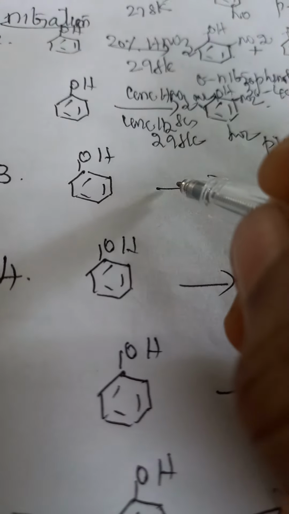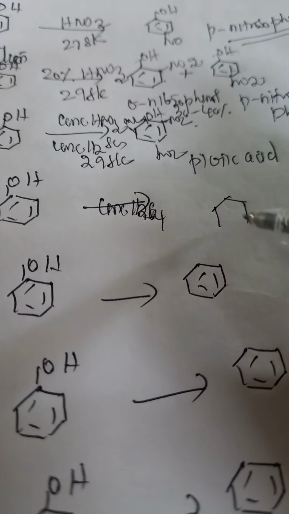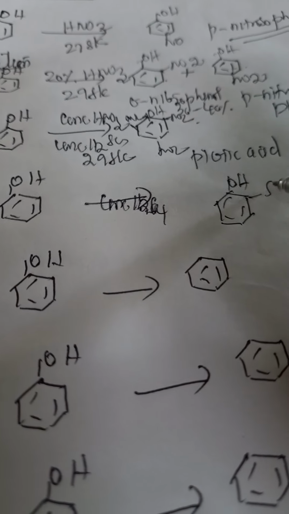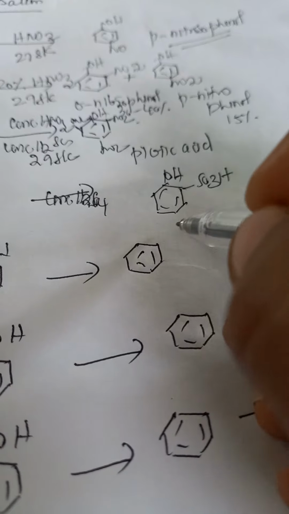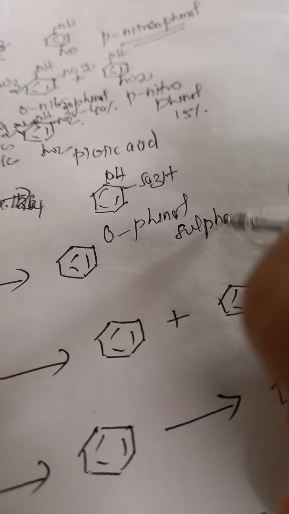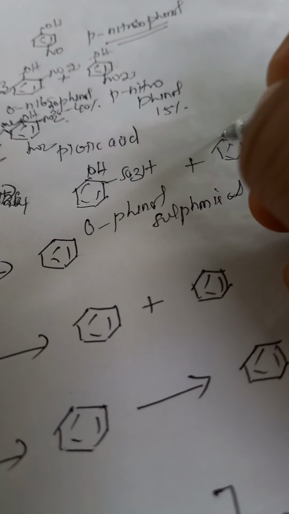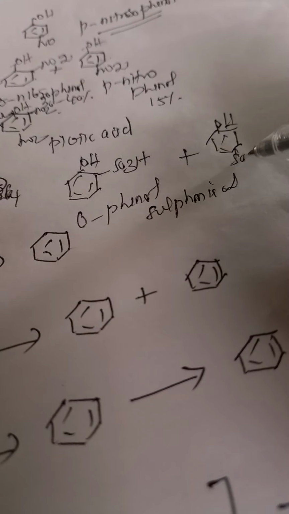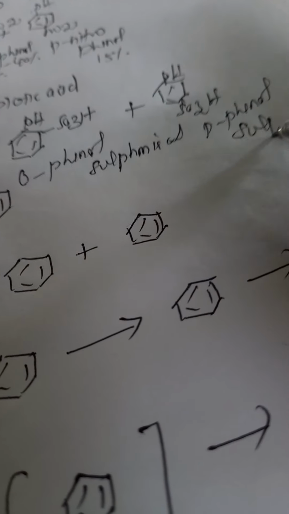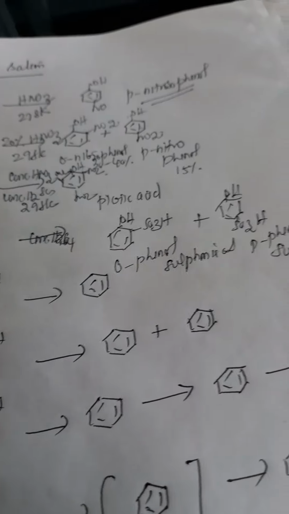Next, phenol is treated with concentrated sulfuric acid, H2SO4, giving OH with SO3H group in the ortho position, ortho phenol sulfonic acid, plus OH with SO3H group in the para position, para phenol sulfonic acid.